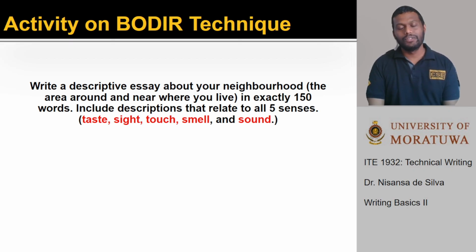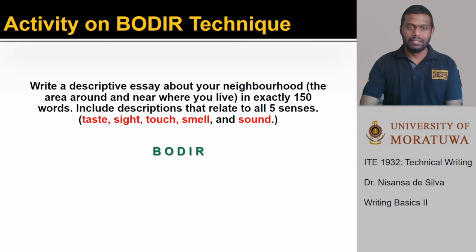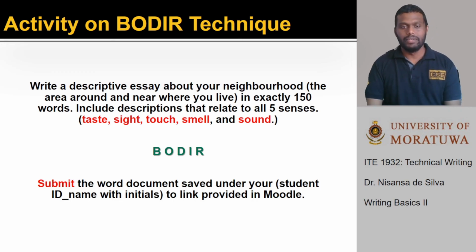It's just a title. But for this particular writing assignment, include taste, sight, touch, smell, and sound that come to your mind when you are writing about your neighborhood. It is not a compulsory thing to have all 5 senses when you're writing about anything. But for this particular assignment, please do include all of these 5 senses. Remember, BODIR. Once you are done, submit the Word document saved under your student ID with initials in the link provided on Moodle.